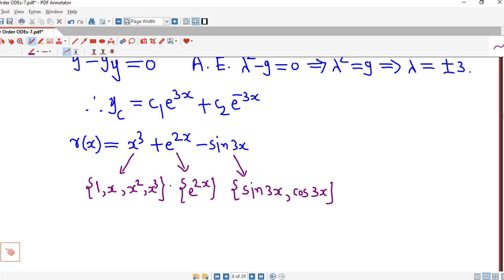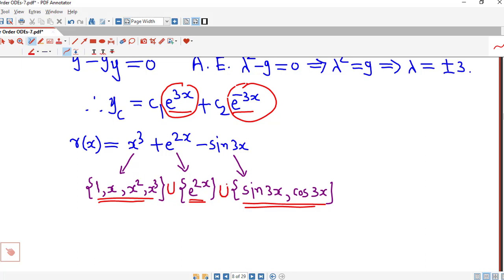Now we have to check for each family whether any member is present in the complementary function or not. If we check 1, x, x square, x cube, no member of this family is present in the complementary function. Similarly, e raised to 2x is also not present in the complementary function, and no member of the sin 3x, cos 3x family is present in the complementary function. So now we take the union of these three families.